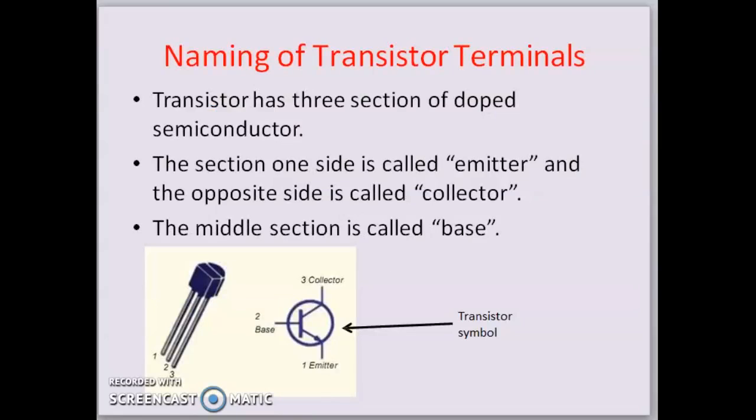How are the transistor terminals named? The transistor has three sections of doped semiconductor. Section 1 is called the emitter. The opposite side is called the collector, and the middle section is called the base. It is clear from here.